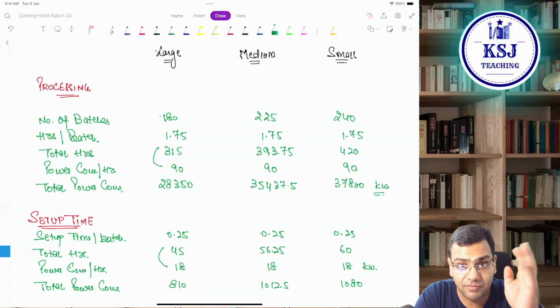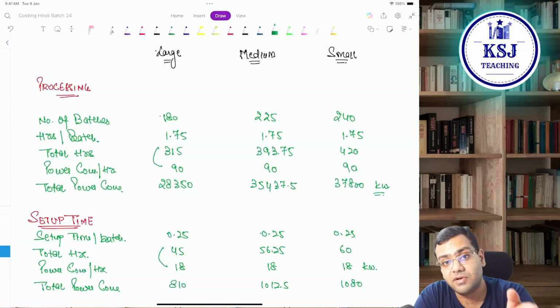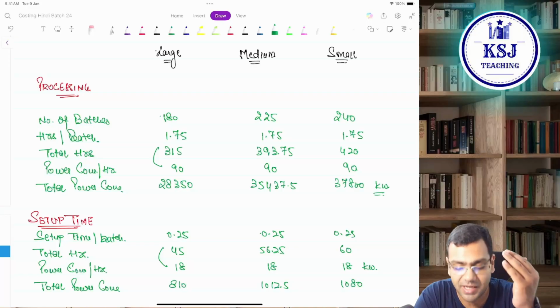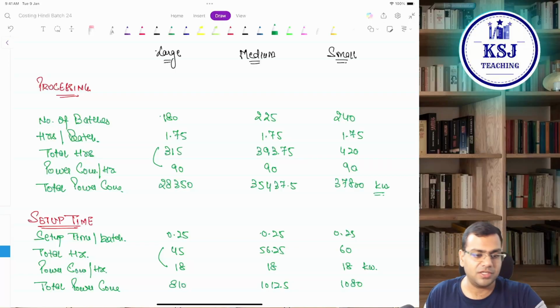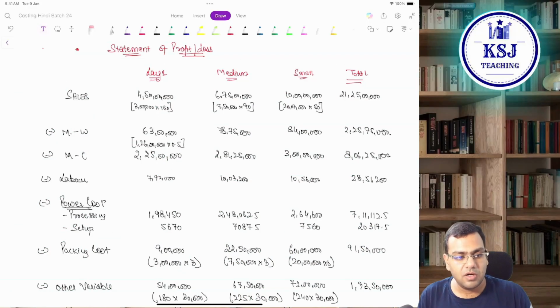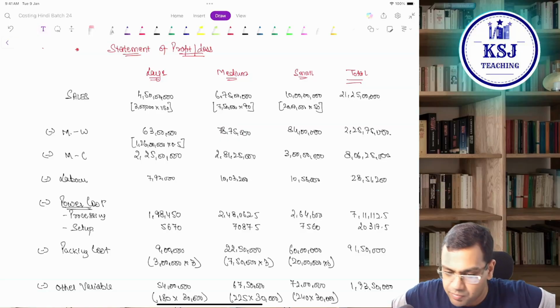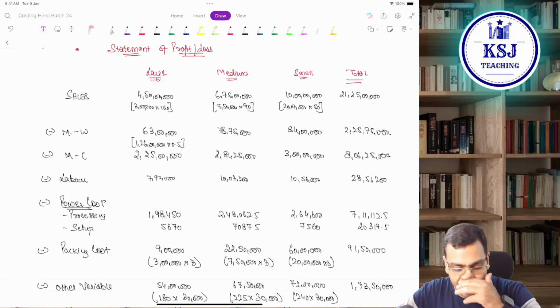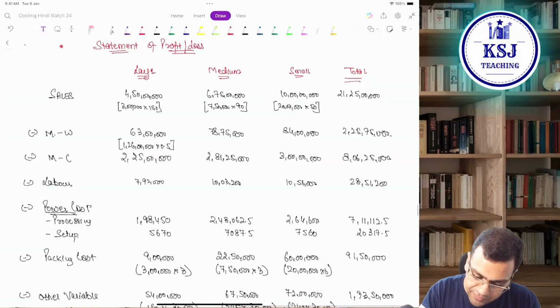Now still we have not got the answer for part 4, because part 4 is what? The statement of profit and loss. Now profit and loss is what? The sales minus all the cost, right? Okay, so this is your statement of profit and loss. I have already prepared it. Now I'll explain this statement of profit and loss to you.